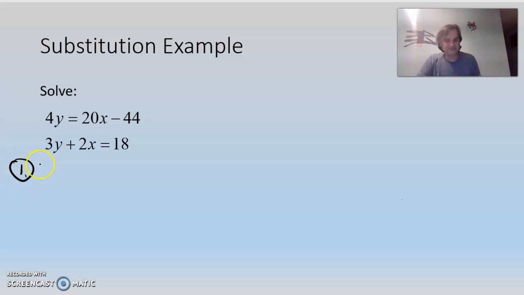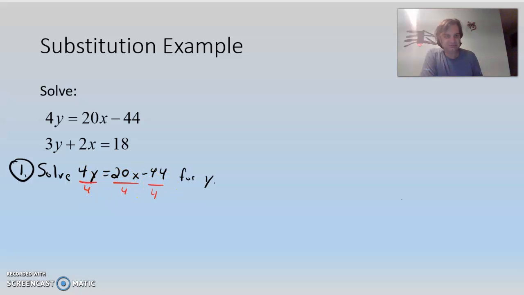So the first step was to solve one equation for one variable. If you look at it, in the first equation, y is away from the x. The second equation, y and x are on the same side. So it's a little bit easier to take the first equation and get y by itself. So we're going to solve 4y equals 20x minus 44 for y, because all we got to do here is divide everything by 4. So if we do that, we will get y equals 5x minus 11. Okay, so we've completed step 1.